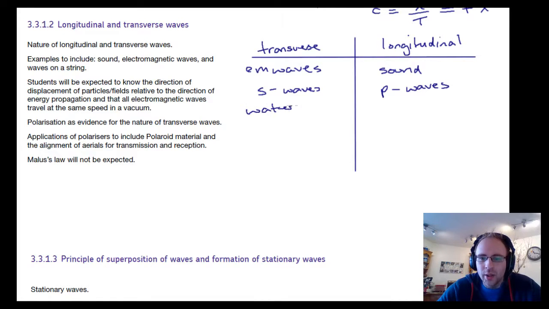Also in transverse waves we've got things like water waves. In fact, that's a really bad example because sound travels through water, so we can have compressions and rarefactions in water, so we can have longitudinal waves in water, so we don't use water as an example. But you could put waves on a string.